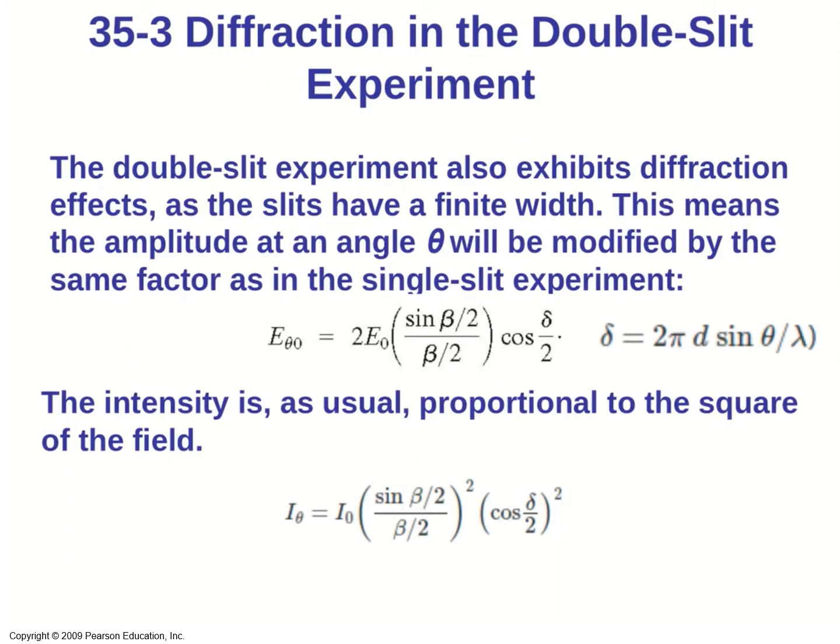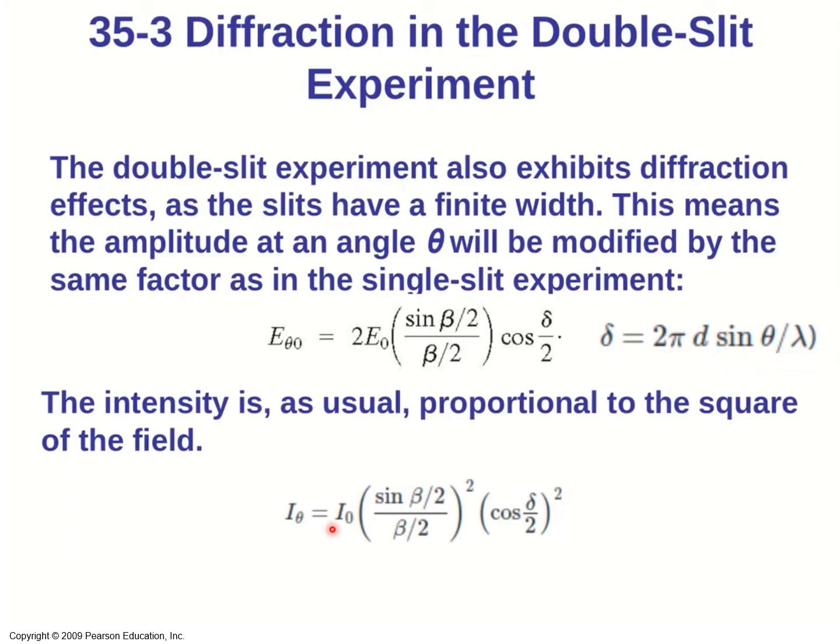Section 3. Diffraction in the double slit experiment. The double slit experiment also exhibits diffraction effects as the slits have finite widths. This means the amplitude at an angle theta will be modified by the same factor as in the single slit experiment. So E theta is equal to 2E naught multiplied by sine of beta half divided by beta half times cosine of delta half, where delta is 2 pi times d times sine theta over lambda.